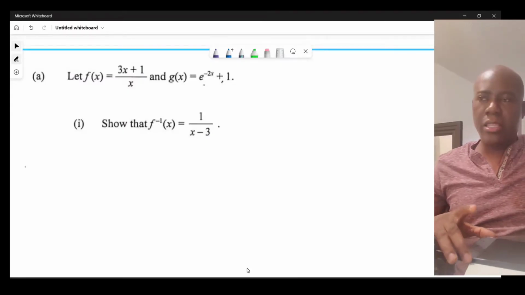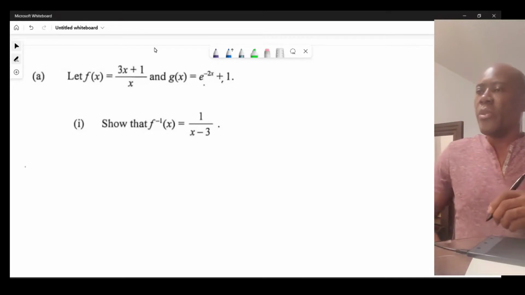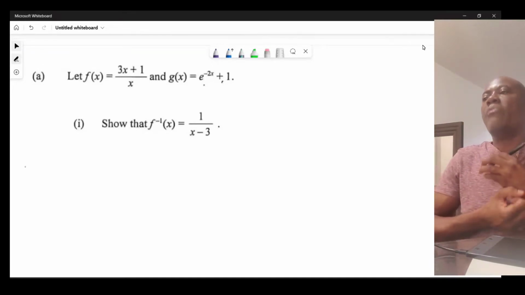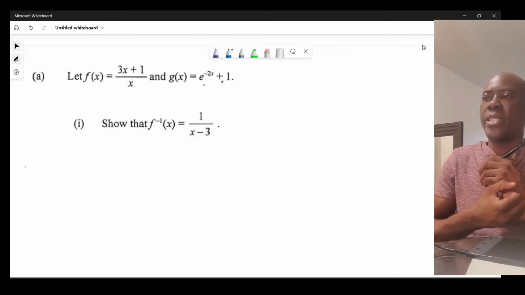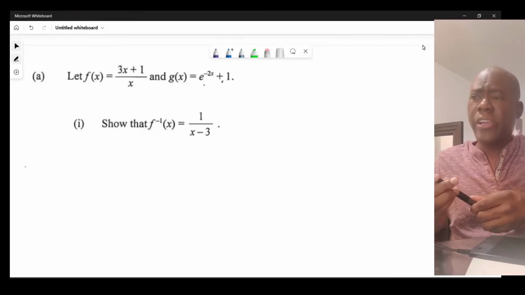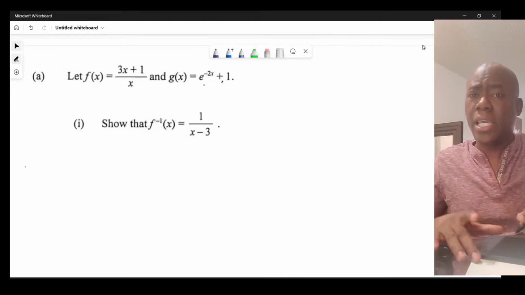All right, in this section we're going to be looking at CAPE Unit 1, Paper 2. We're at question 2, looking at parts A, B, and C in this section.